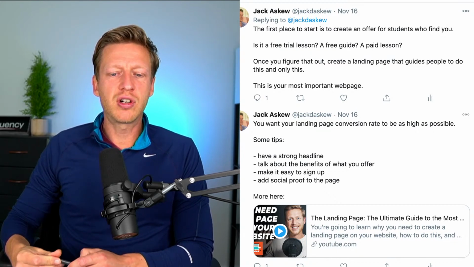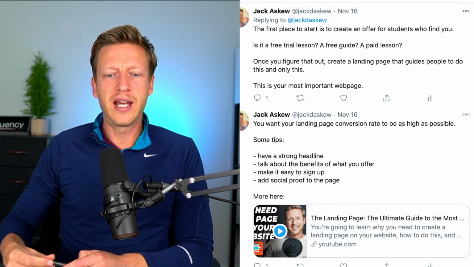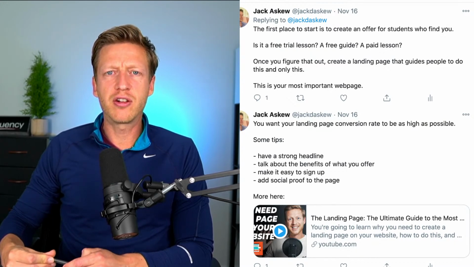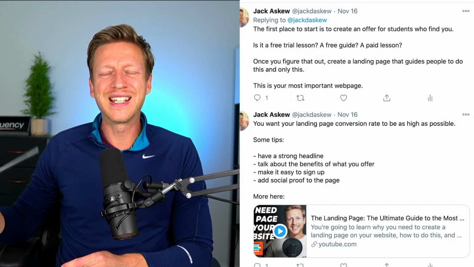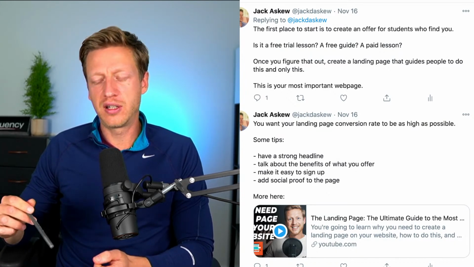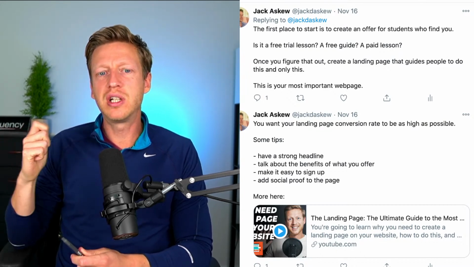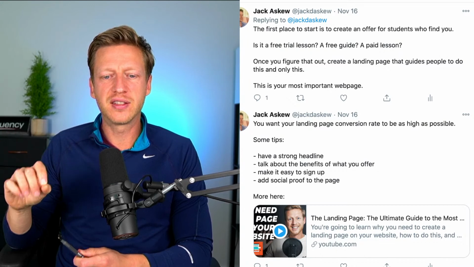But it says here, have a strong headline, benefits. Talk about the benefits of your offer. That's so important to get across what people are going to get out of the free trial lesson or the free guide. Don't just tell them the feature. Instead, really hammer home the benefits of this.